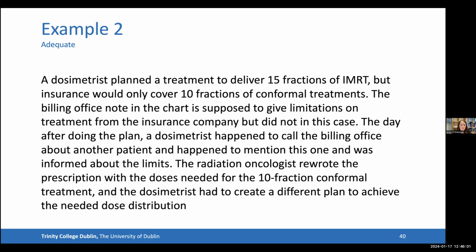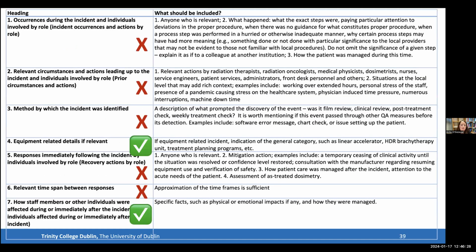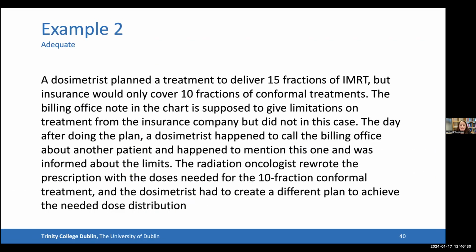So for the reworked example, which we considered more adequate, we have details of the occurrence here. This is where a dosimetrist planned a treatment to deliver 15 fractions, but the patient's insurance would only cover 10. The billing office note in the chart is supposed to give limitations on treatment from the insurance company, but did not in this particular case. So that's our second recommendation in terms of relevant circumstances leading up to the incident.